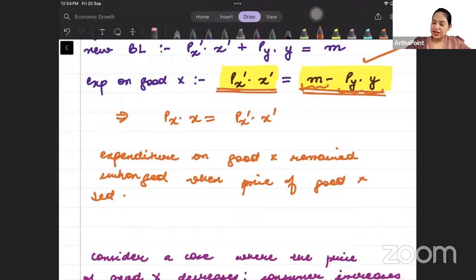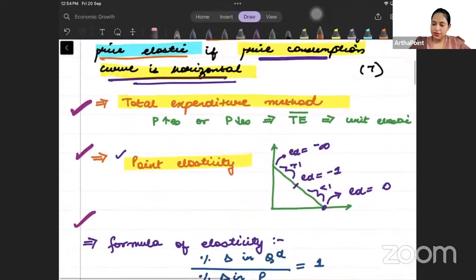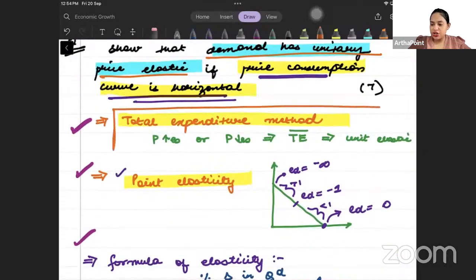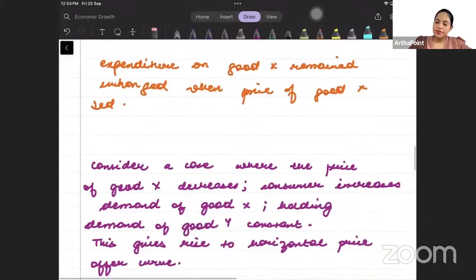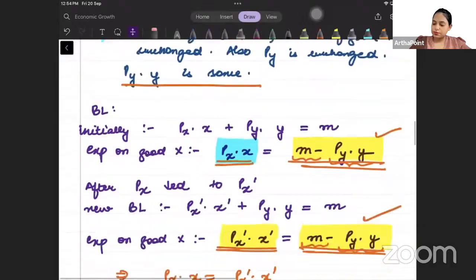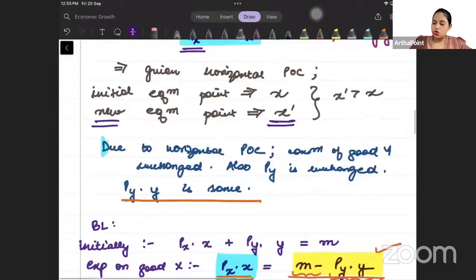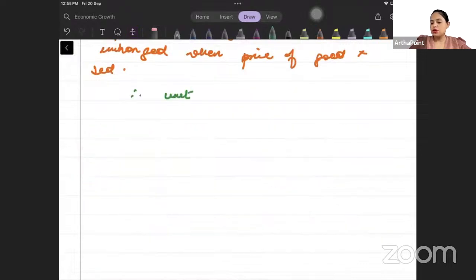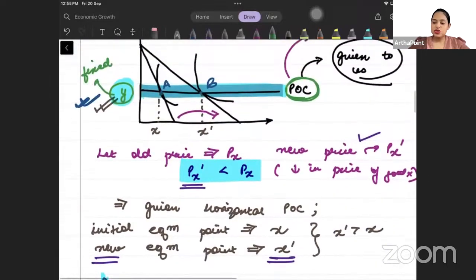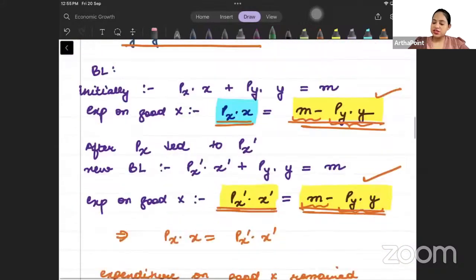So can we say from the first method that when expenditure remains the same, what is the elasticity? Not elastic. So since expenditure has remained the same, therefore you can just say that it is unit elastic. This is the proof to this question. Okay. Now let me show you how I wrote the answer. I've just explained to you how this question will work. Now let's see the explanation.